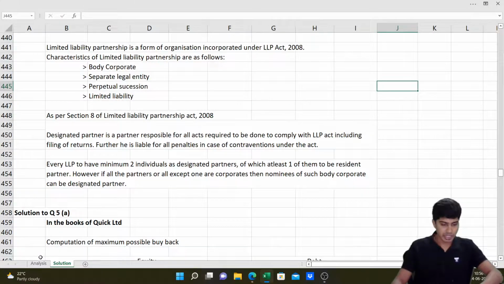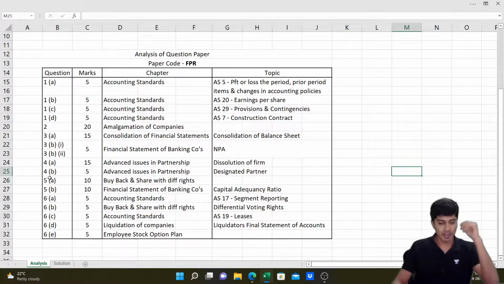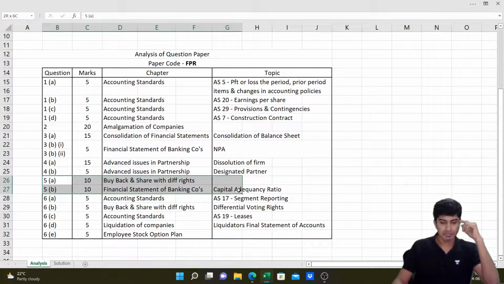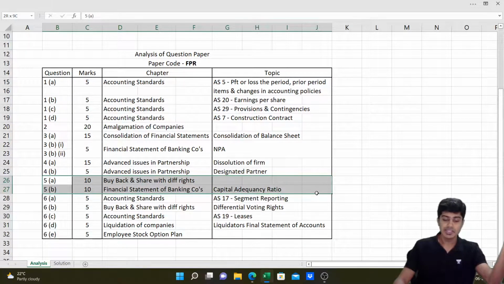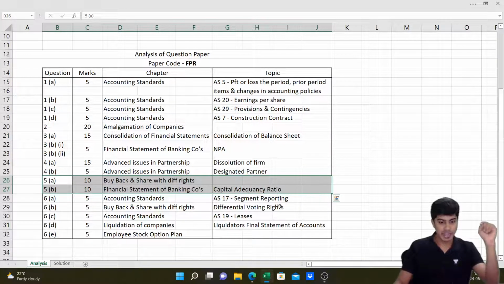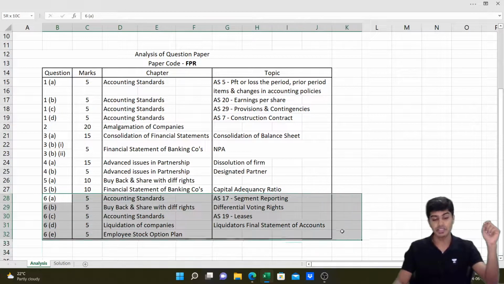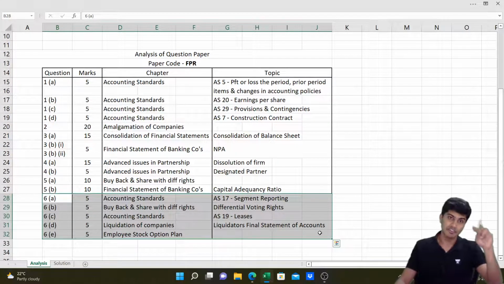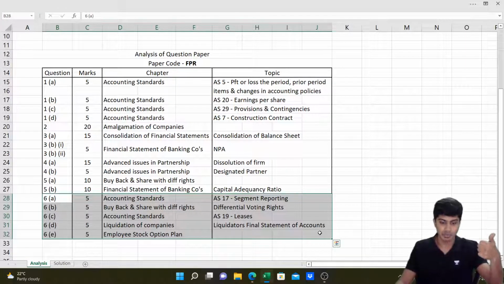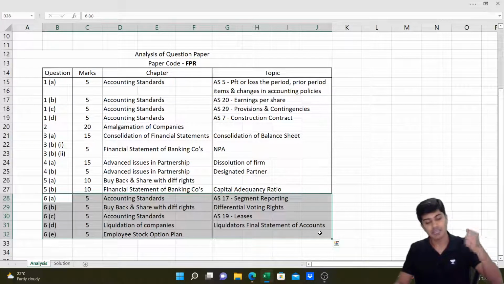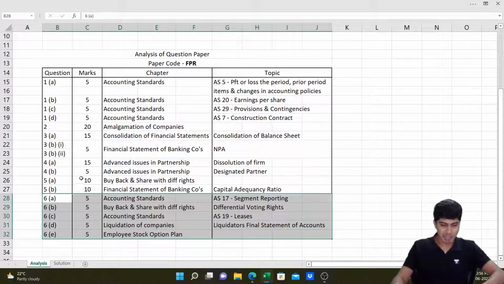Yep. So the analysis sheet says that question number 5 has two subparts. First subpart is about buyback. Second subpart is on computation of capital adequacy ratio of banking companies. Then we have question number 6, which has A, B, C, D, 5 parts. It's a 25 marker. Two questions are from accounting standards. Accounting standards 17, one question, and accounting standards 19, one question. One is on differential rights, and one is from liquidation 5 marks, and the last part is from employee stock option plan. Chalo. So let's start with the buyback question.